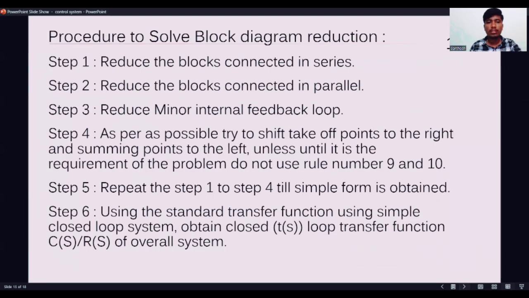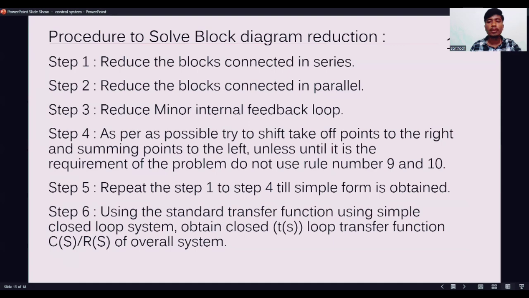And then the key rules or procedure to solve block diagram reduction are: step one, reduce the blocks connected in series. This is the important thing. We have to find how many series connections and how many parallel connections there are, and do accordingly. Step two is reduce the blocks connected in parallel. Step three is reduce minor internal feedback loops. And step four, as far as possible, try to shift takeoff points to the right and summing points to the left, unless it is the requirement of the problem.